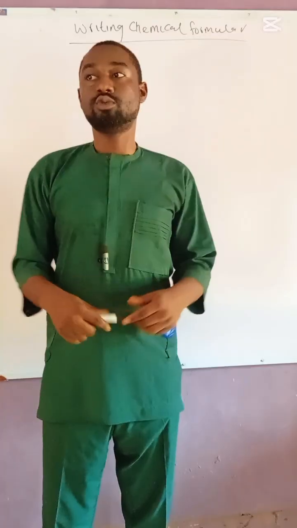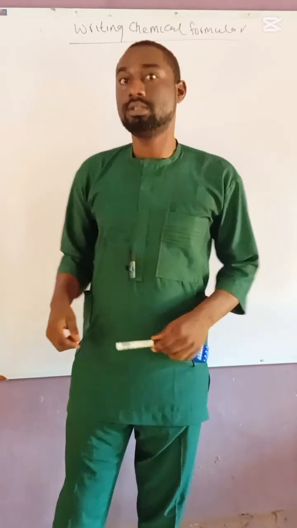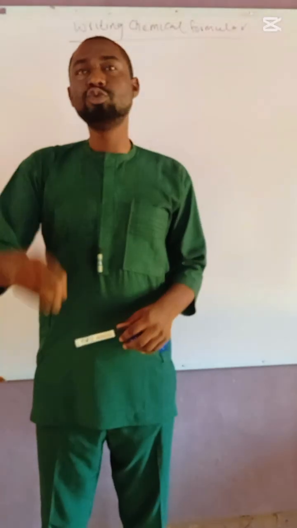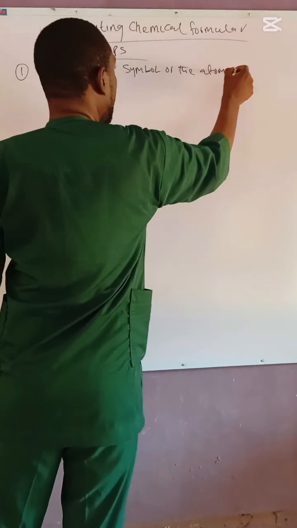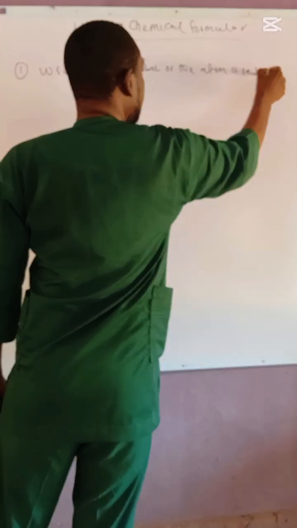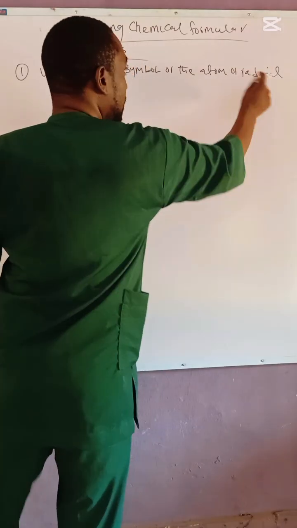So today we go learn how to write chemical formula or chemical equation. So make you follow me. We get rules or steps wey we dey use write dis chemical formula, and the steps be dis: write the symbol of the atom or radical. Later I go tell you wetin radical be, okay?